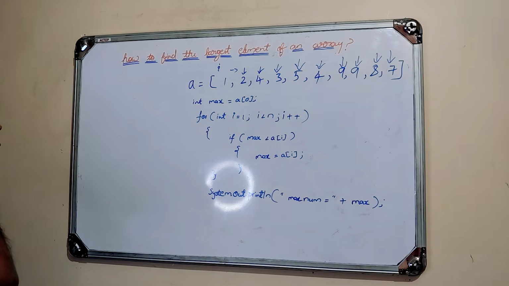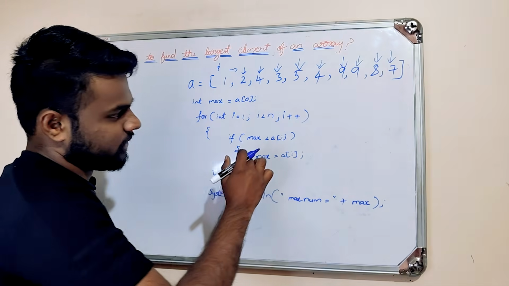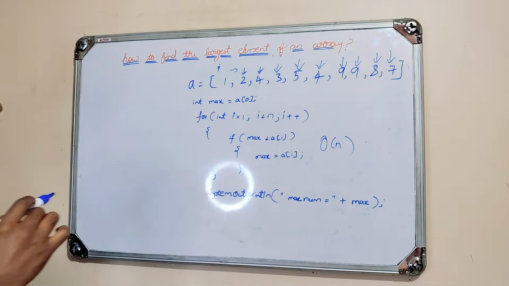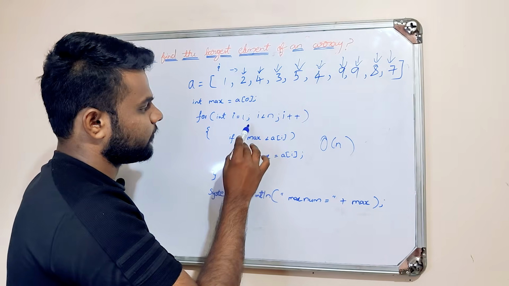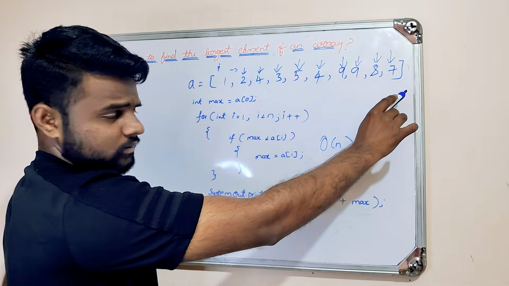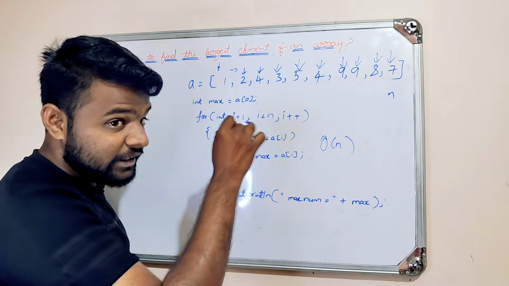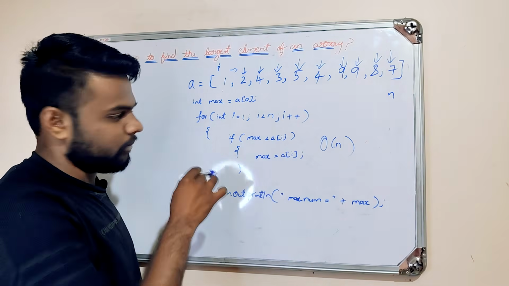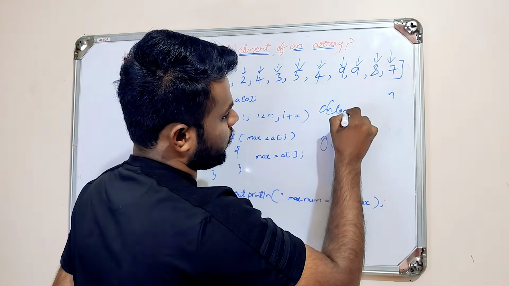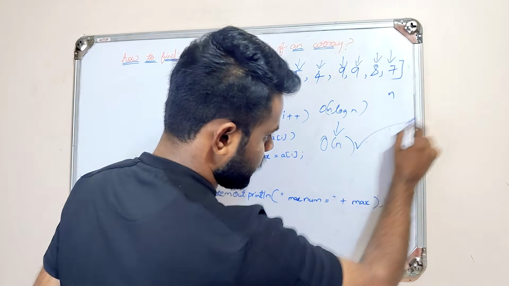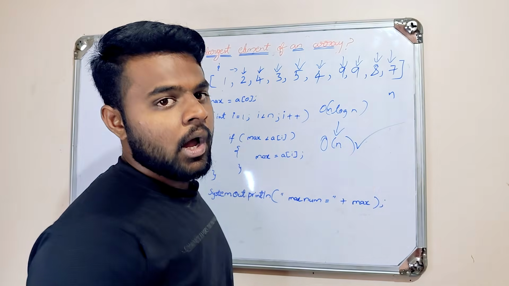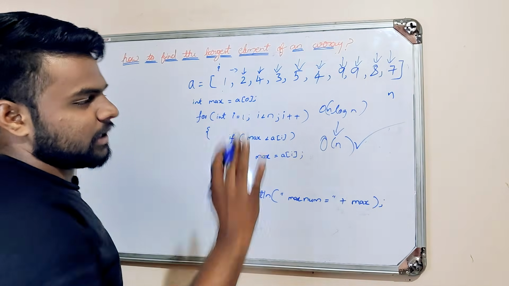Now the time complexity of this logic is order of n. Why? Here we are going to iterate linearly, only once. So what is the length? n. So order of n. n times we are going to iterate by using this for loop. Now the time complexity of this logic is order of n. This is said to be the optimal program to find the largest element of an array.